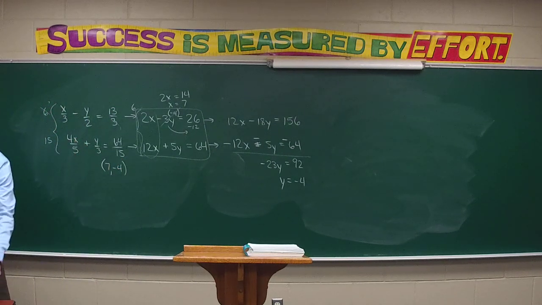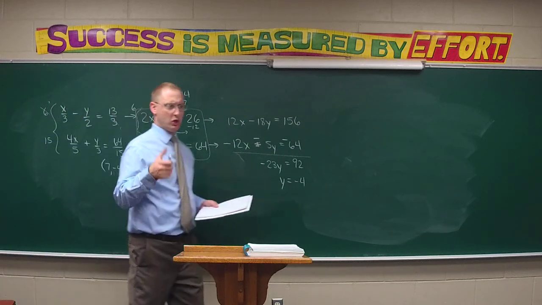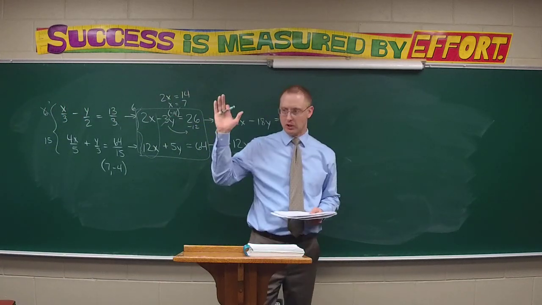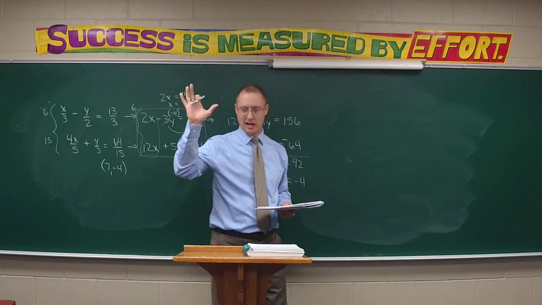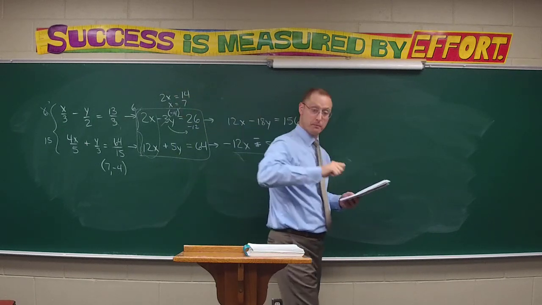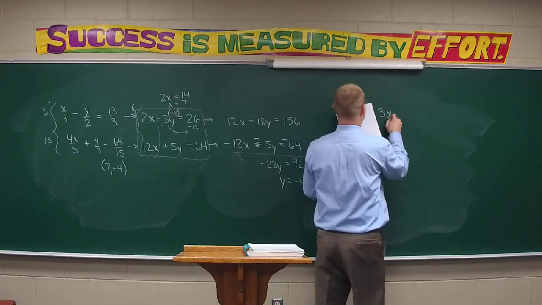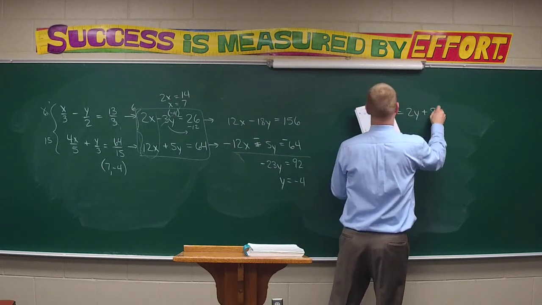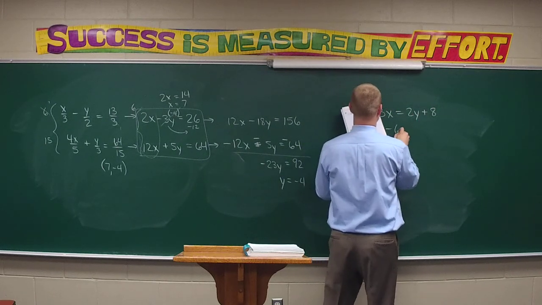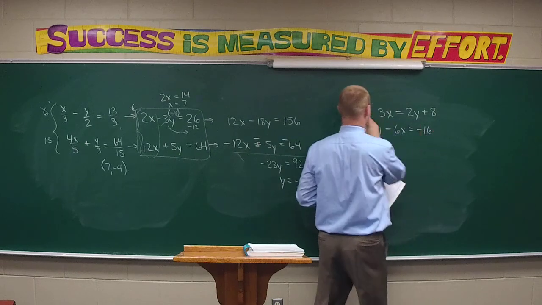Questions on that? Do we feel like we're good on these? I know we did it together, but does everyone feel like, yeah, I got these fractional equations, just knock them out, just be careful? Any questions? Write this down if you would, please. 3x is equal to 2y plus 8, and 4y minus 6x is equal to negative 16.